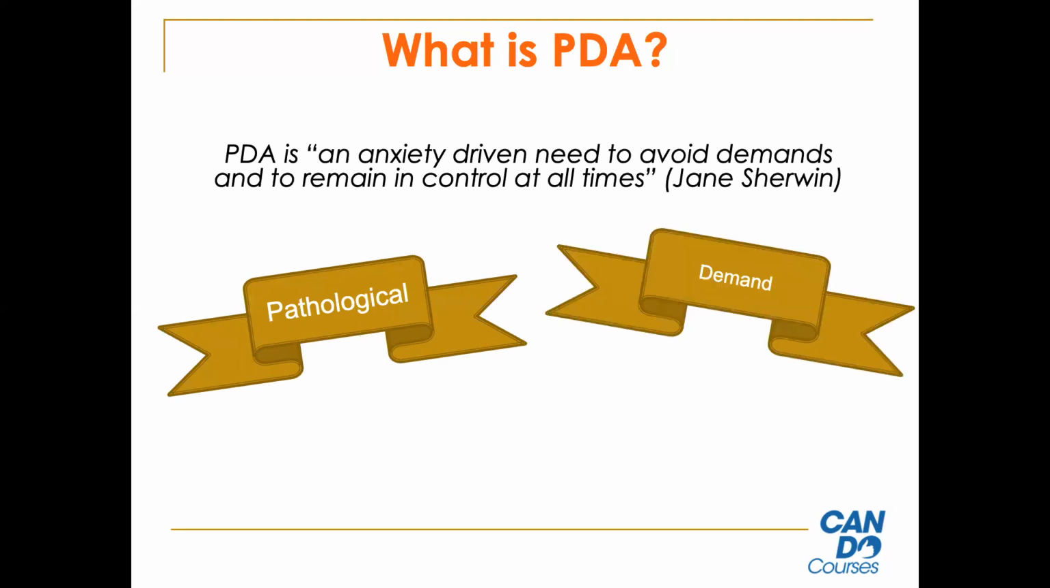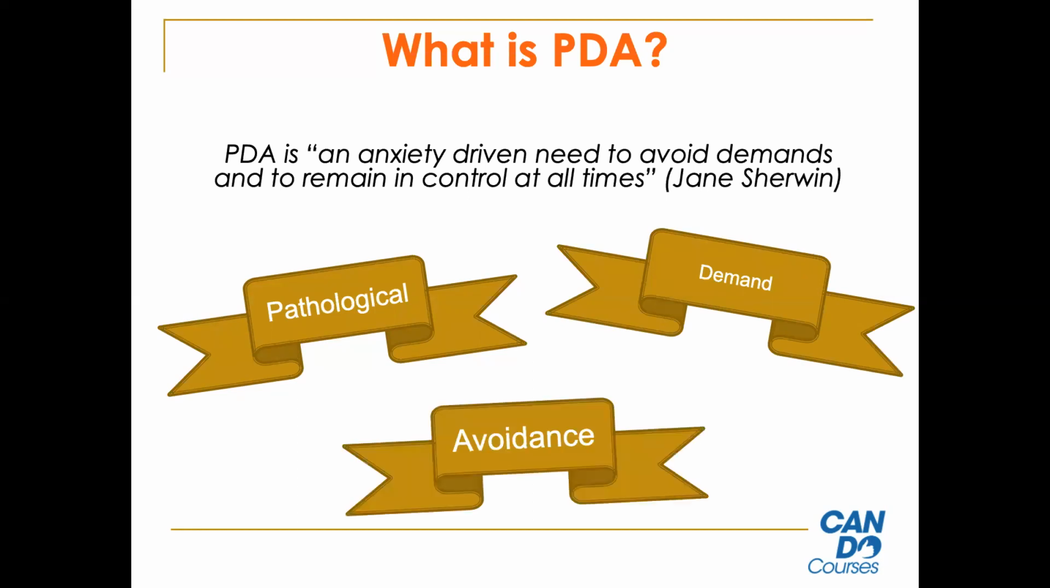And it's about demands, and it's any demands. I'll talk a little bit later about the different types of demands you might encounter. There are lots of different versions. And then it's that avoidance, and it is them trying to get away from it, to be nowhere near it. And that's what they're looking for. So it's that pathological demand avoidance.